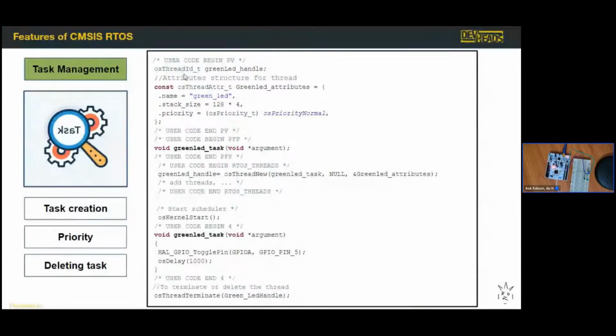So the first variable is the OS thread ID, which in this case is the green LED handle. And this is unique, and it is used for identifying the task. Again, we need to set some attribute structure for the thread, things like the name of the thread, the stack size, and the priority. So I believe this has been covered by Zach: how you get to choose the stack size for your task. If you're dealing with data manipulation, you may need a stack size enough to hold your local variables and such.